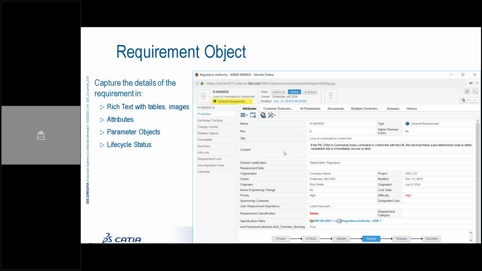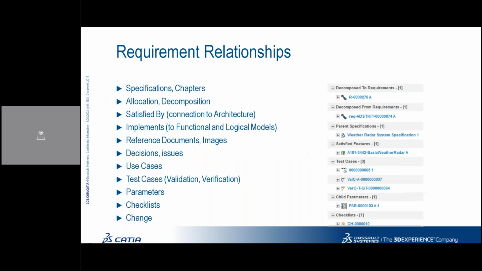So we develop our requirements in a tool that is developed for requirement management. It has rich text, and also you can define attributes and parameters, and also have life cycle status. So you can always be sure that you are using the latest version of the requirements. Here, requirements are not sitting as a separate entity or a bunch of wordings and sentences. They are connected to other parts of the system model.